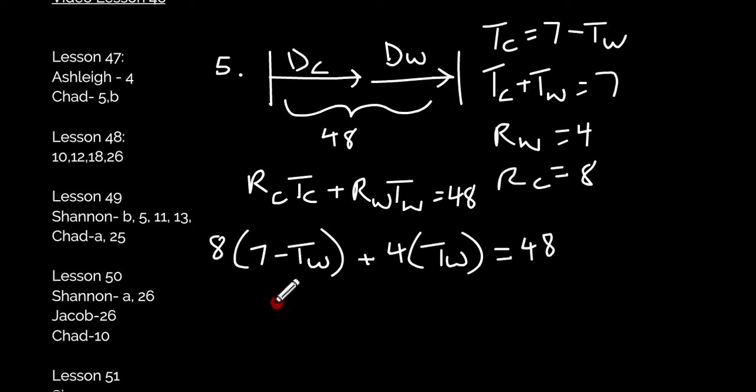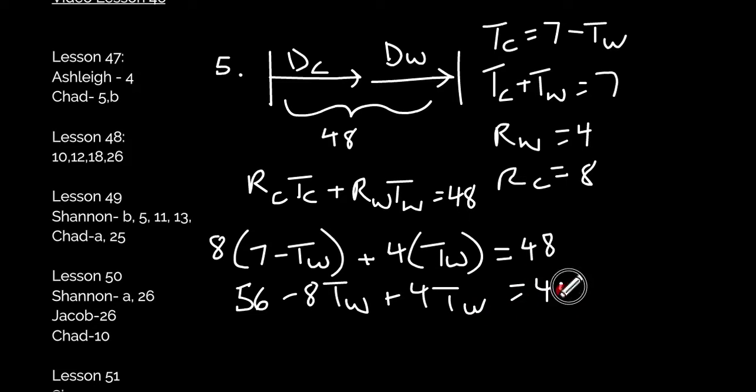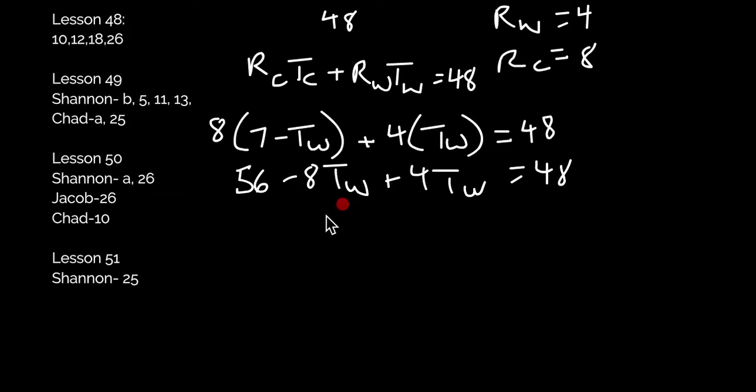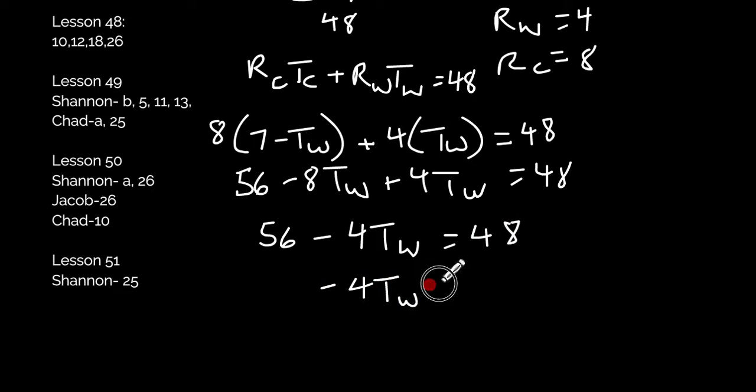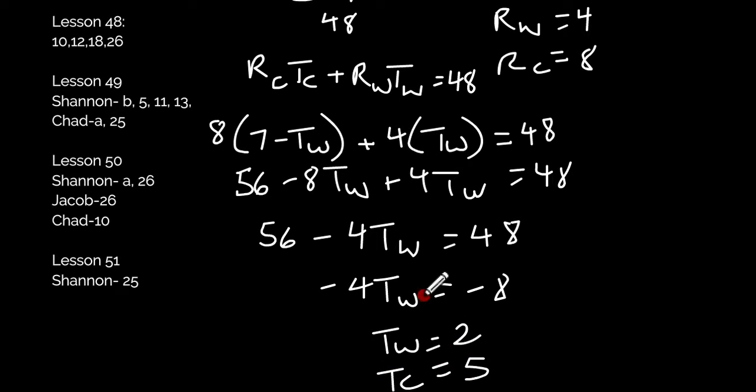Distribute this all through. We get 56 minus 8 time walking plus 4 time walking equals 48, and we get 56 minus 4 time walking equals 48. I guess I'm finishing this for you. Negative 4 time walking equals negative 8, so the time walking is 2, which means that the time in the chariot was 5. They want to know the distance in the chariot and distance walking. So the distance walking would be the rate walking times time walking.